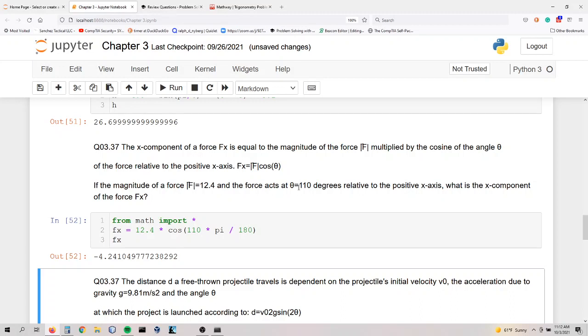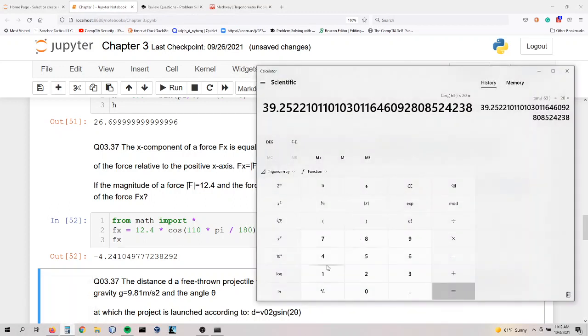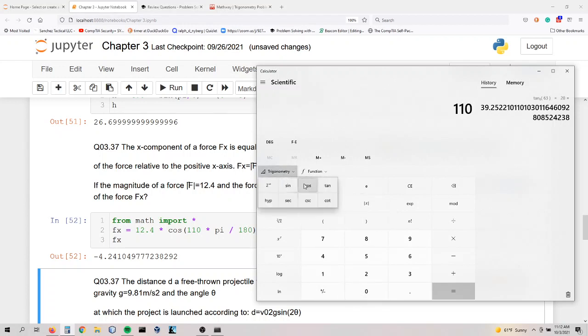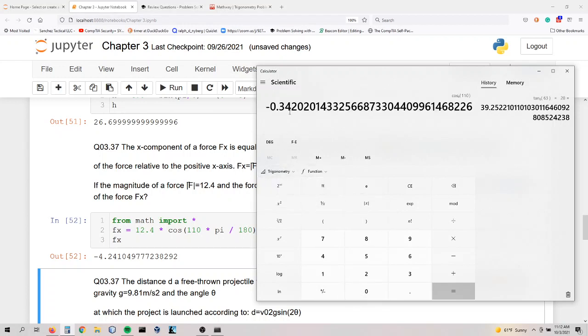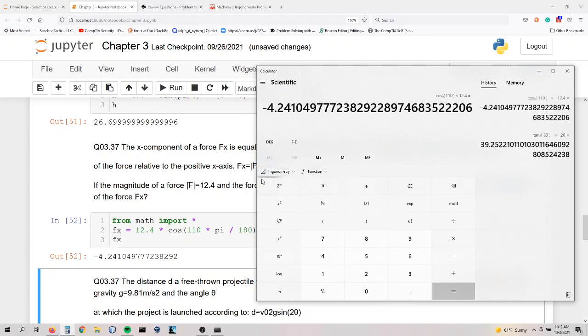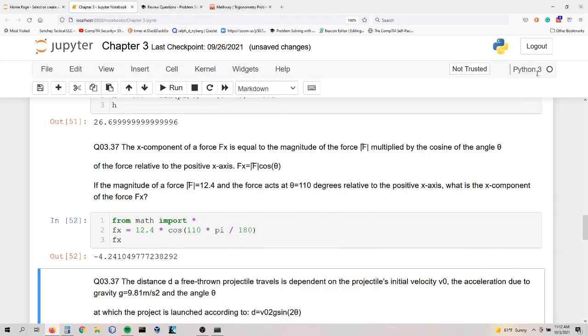So 12.4. I feel like I should probably check on this one. So let's do 110 and find the cosine real quick. It's negative 0.34, so our answer will be negative. That's good. 12.4 times that is negative 4.210. Cool, perfect. Just double checking, right?